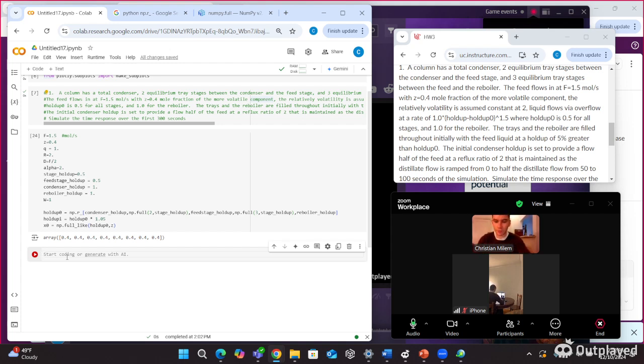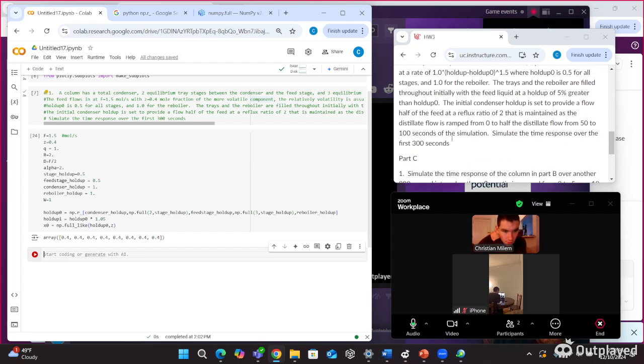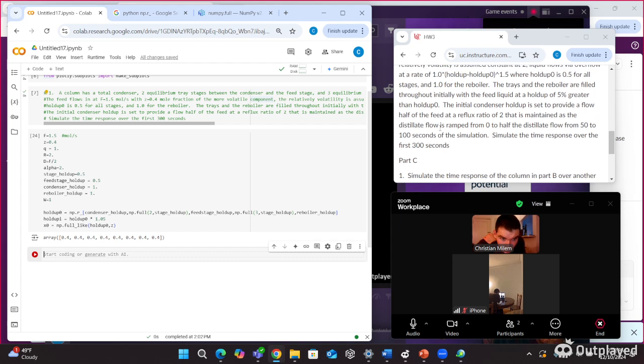Okay, now we need our ramp function, because what is it saying? Condenser set to provide a flow. The feed is ramped from 0 to half the distillate flow. Okay, yeah. So we need a ramp function. So we'll do ramp function. We'll need T, A, and B. Got it.